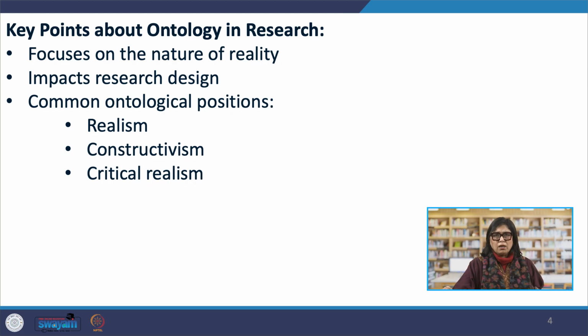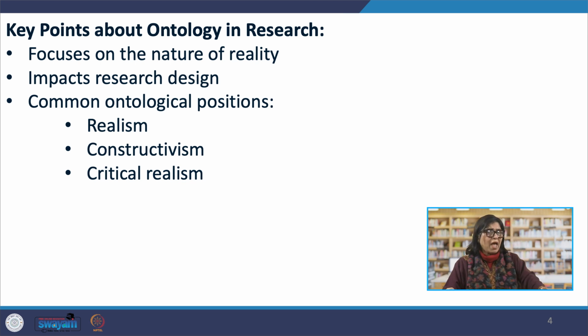Now, the key points about ontology in research are, first, it focuses on the nature of reality. Ontology is concerned with what is considered real within the context of a research study. If God is there, epistemology, knowledge, says, then how is God there? That is the reality. And this is ontology.